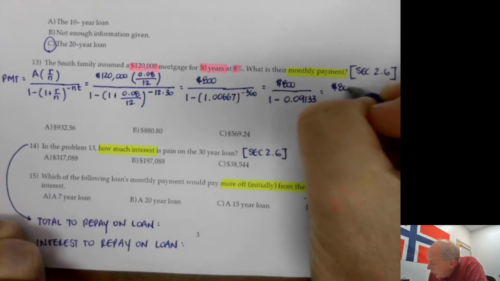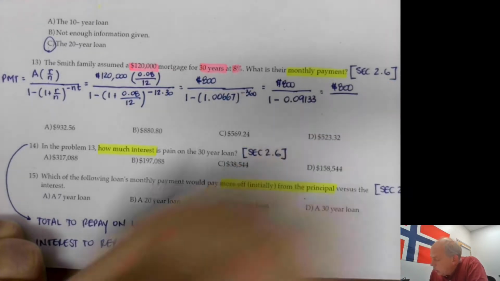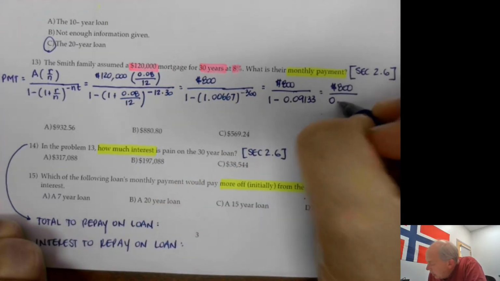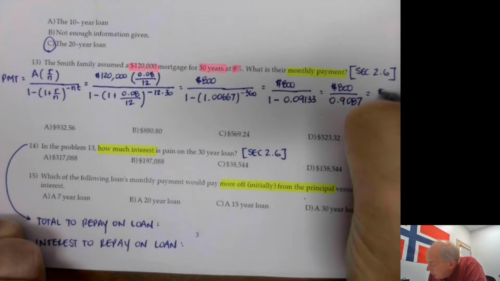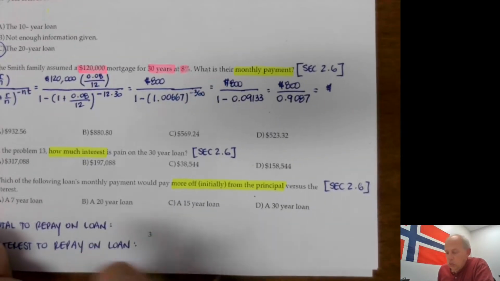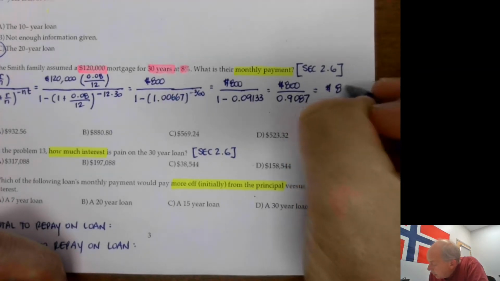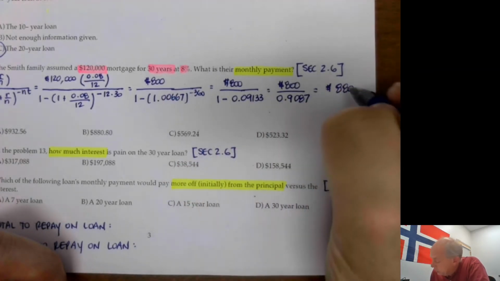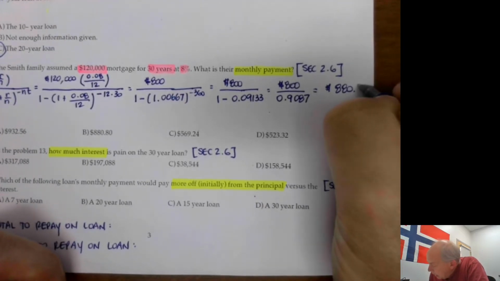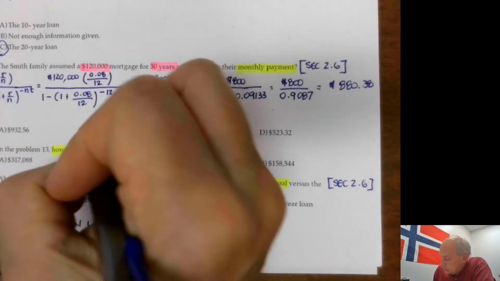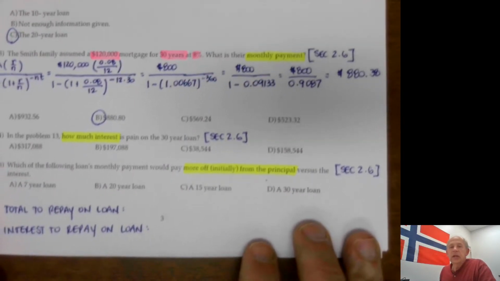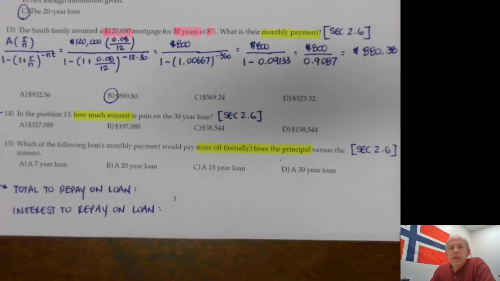Almost done. 800 divided by 1 minus that value is 0.9087. The monthly payment, when I divide those through, is $880.38. So my answer for this one would be choice B. I missed it a little bit because of some rounding, but there's that problem start to finish.